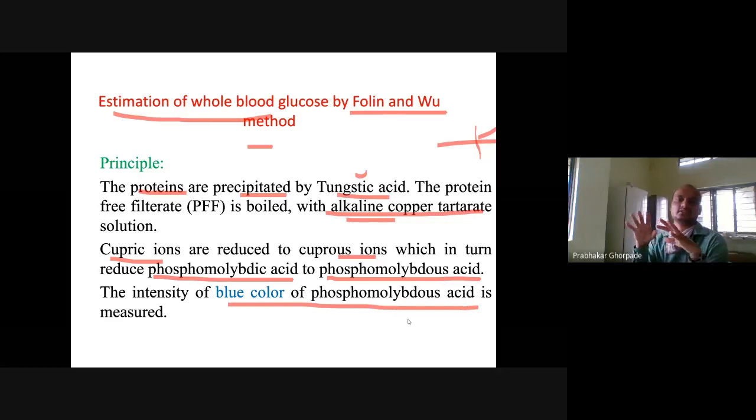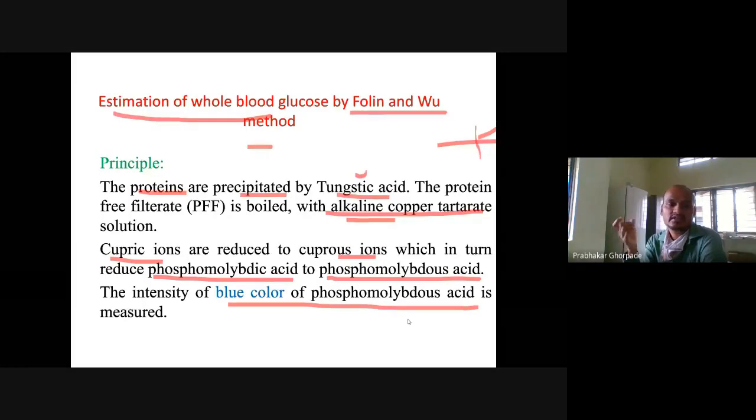So basically, if you are measuring blood glucose by the Folin-Wu method, the first thing you do is that you don't want this protein to be present in the sample, so you treat it with tungstic acid. Now it's treated with tungstic acid, so the protein-free filtrate is there. You filter it and treat it with alkaline copper tartrate solution. When we say alkaline copper, there is copper, so something is happening with that copper.